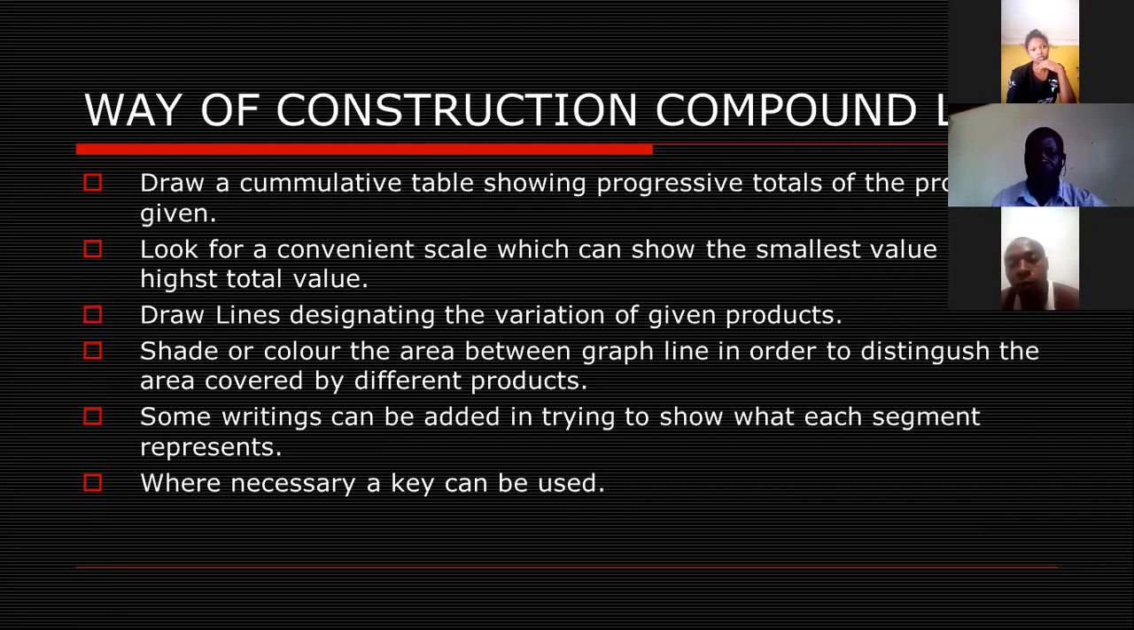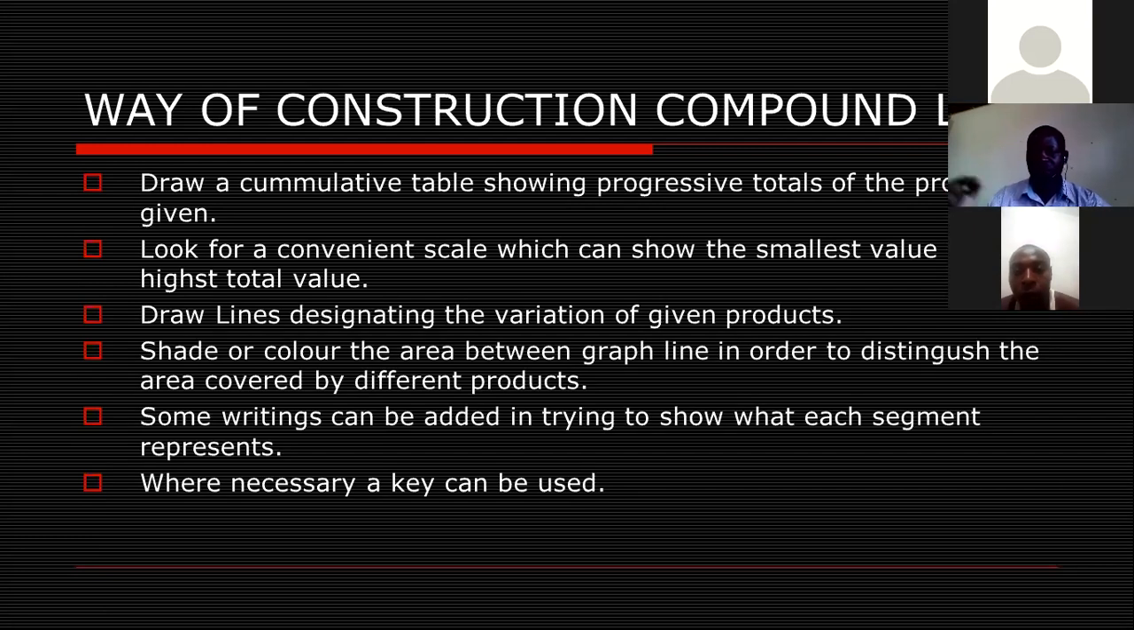So one of the ways of doing that is that you should be able to draw a cumulative table. We are going to look at this. You draw a table by adding one value to another to give you the following, until you go up to the last. If the values that are given are in percentages, then those percentages must add up to 100. So that's what I'm saying, showing the progressive figures given.